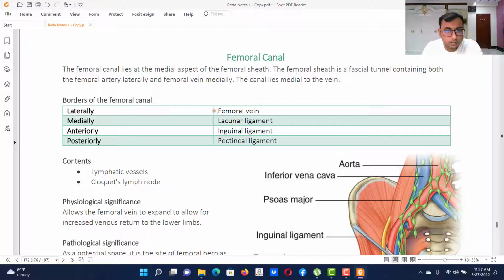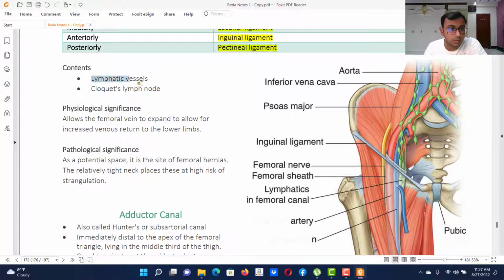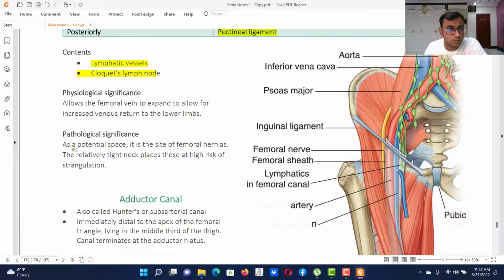Laterally there is the femoral vein, and the medial wall is lined by the lacunar ligament. Very important: the lacunar ligament is very tight during a femoral hernia. When a femoral hernia becomes strangulated or obstructed, the lacunar ligament is cut to release the pressure. After releasing it, there will be a reconstruction, the femoral hernia repair. Anteriorly is the inguinal ligament, and posteriorly the pectineal ligament. The contents are lymphatic vessels, the gland of Cloquet and lymph nodes.